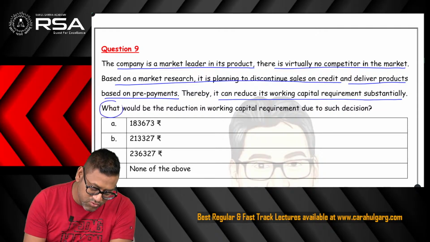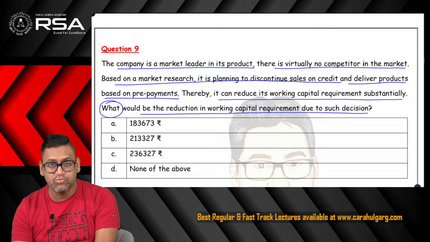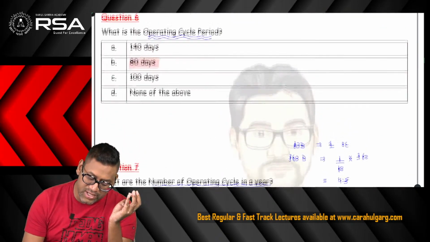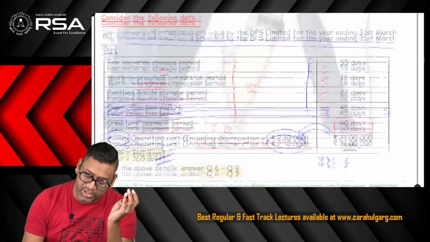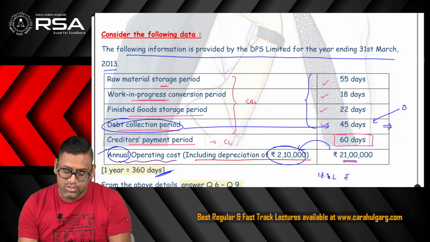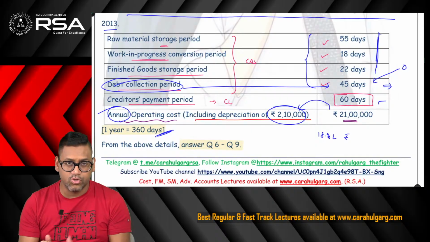So the question says, what would be the reduction in working capital due to this decision? So what would be the reduction? What you have to do? You have to find the operating cycle period again, taking this 45 days as zero now, means ignoring this. So only three current assets, 55 plus 18 plus 22 and minus 60. So you will get the operating cycle.